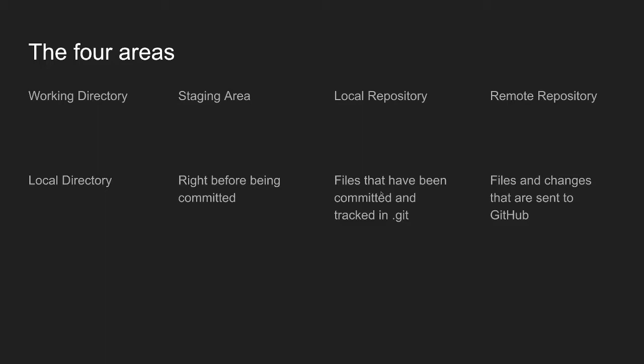And then there's our local repository, so this is where all our commits go. Files have been committed, and they're tracked in the .git file. I'll show how it gets generated. And then we have our remote repository. This is just pretty much GitHub. It's just where all our code and our files go.